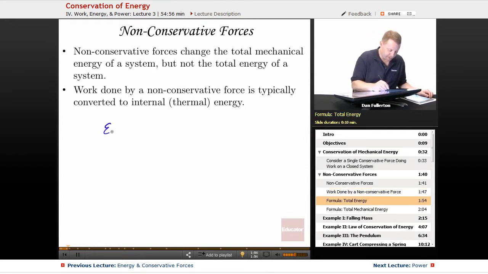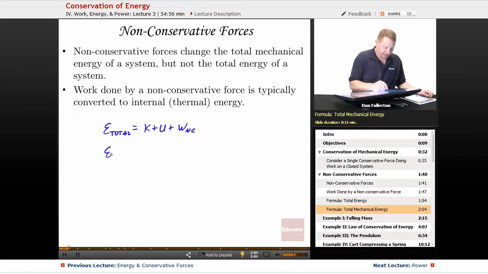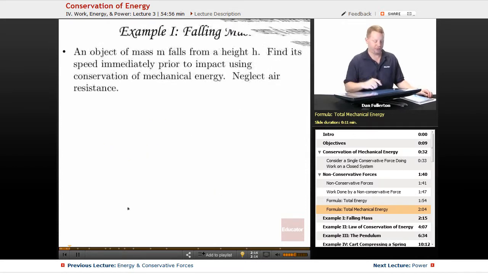So if our total energy is kinetic plus potential plus the work done by non-conservative forces, the total mechanical energy we're going to define as just the kinetic plus the potential. Let's look at some examples here.